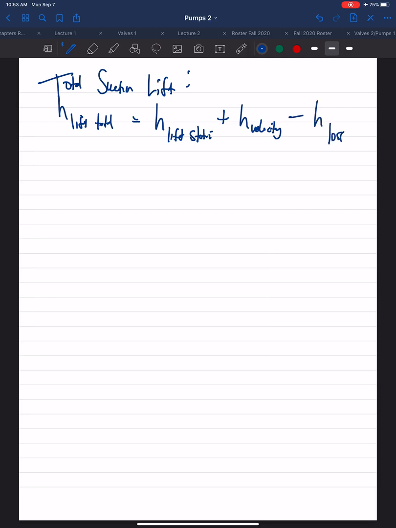So the total suction lift we'll define as H lift total, which is equal to our static suction lift plus our velocity head minus our frictional losses, H loss.